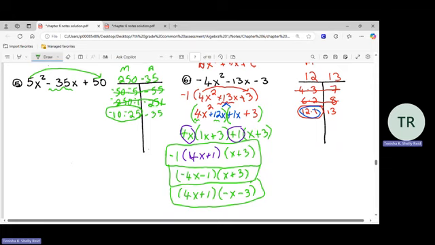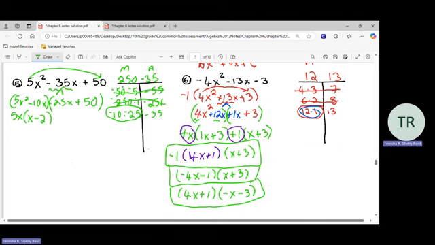We would have had 5x squared, and we're going to split that middle term into negative 10x minus 25x plus 50. Then I'm going to go ahead and group them. And from here, I'm going to factor out a 5x. I'm going to be left with x minus 2.